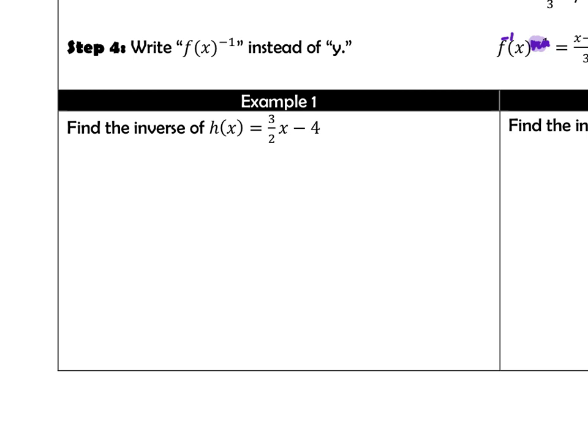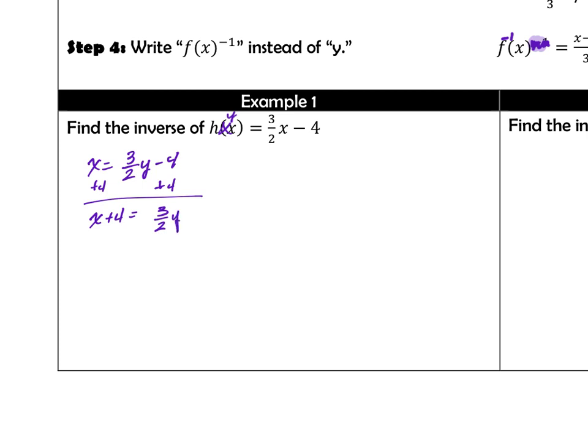Okay, so we know that h of x is y. And then I'm supposed to replace the x and the y. So that means I've got x equals 3 halves y minus 4. Okay, so I want to solve for y. I want to get y by itself. So the first thing I'm going to do is add 4. That gives me x plus 4 equals 3 halves y.